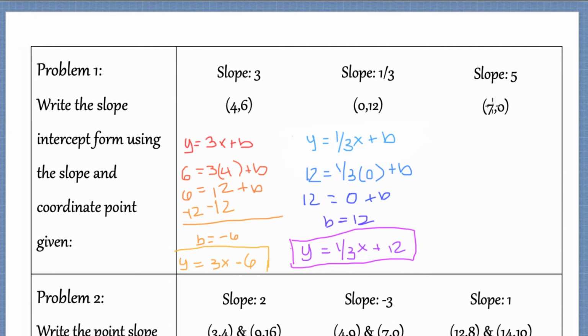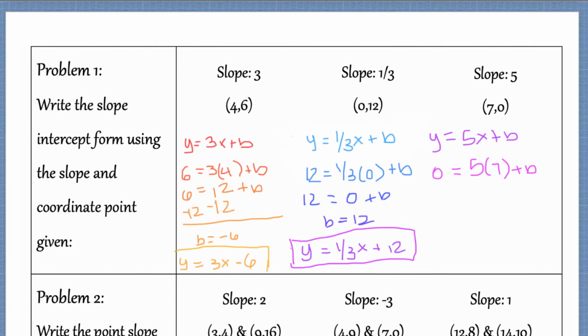Let's move on to our third one. This one tells us that the slope is 5 and our coordinate point is 7, 0. So we're going to plug in everything that we already know, which is y is equal to the slope, which is 5x plus b, which we don't know. And then we're going to plug in our coordinate point values for the respective x and y's. The y value of the coordinate point is 0, which is going to be equal to 5 times the x coordinate value, which is 7, plus b.